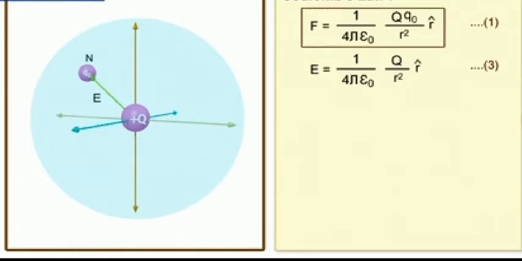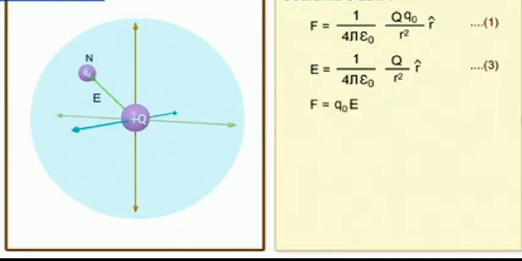From equations 1 and 3, the force on the charge q0 can now be expressed as F is equal to q0 E. Let us label it as equation 4. Hence we can write the electric field strength at n as E is equal to F by q0. Let us label it as equation 5. The above equation is valid as long as the test charge q0 is very small and its own electric field is negligible.